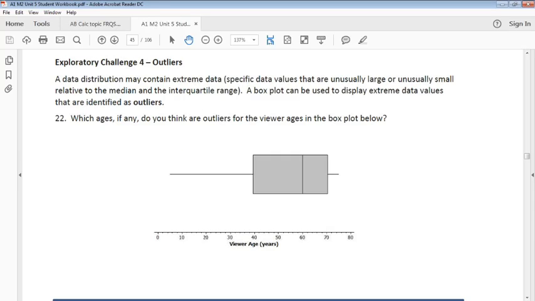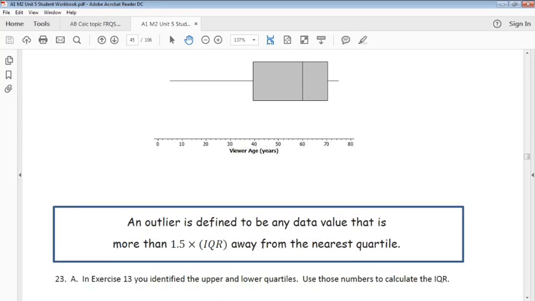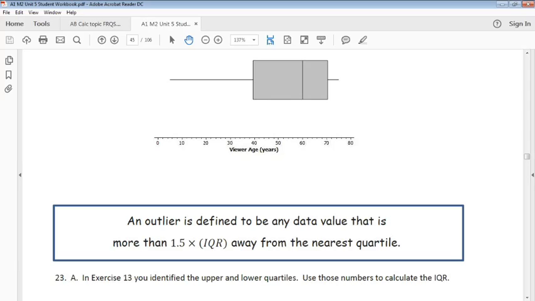But there's actually a formula. There is a formula that'll tell you specifically if something is an outlier or not. So here it is. Okay, here it looks all formalized. It says an outlier is defined to be any data value that is more than 1.5 times IQR away from the nearest quartile. What? Let's make this more simplified, shall we?